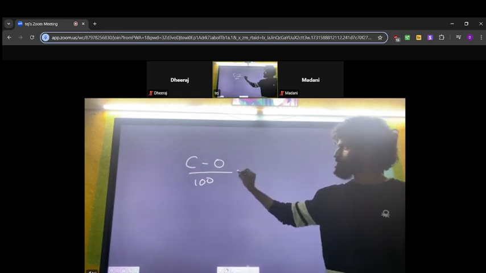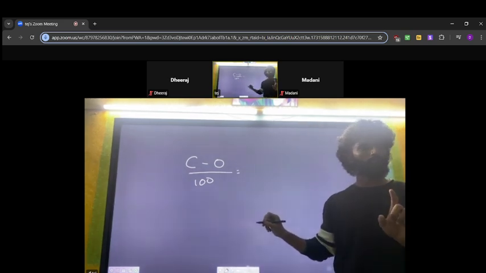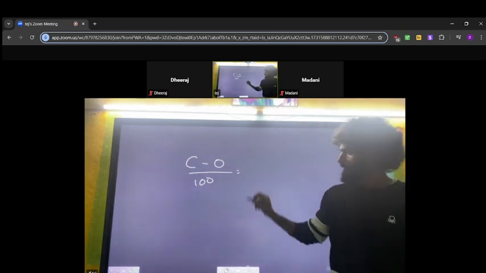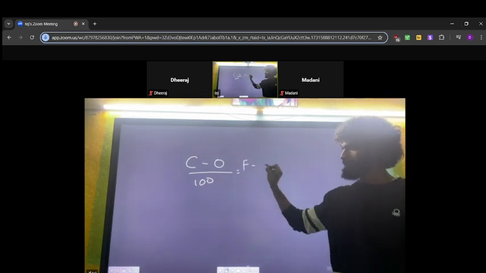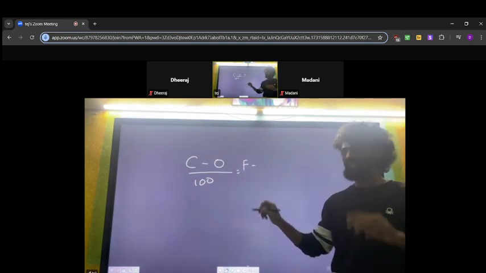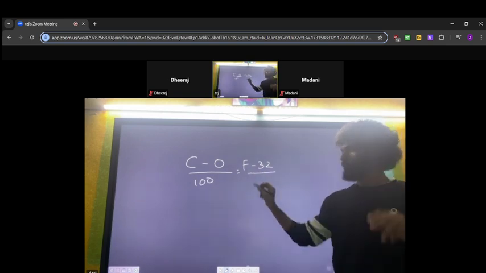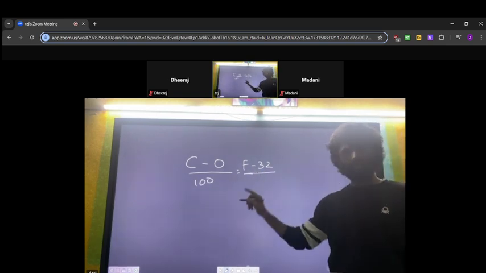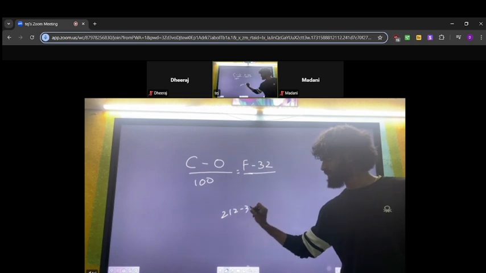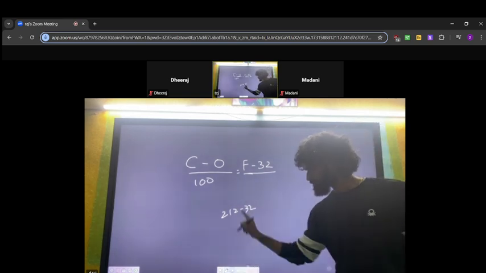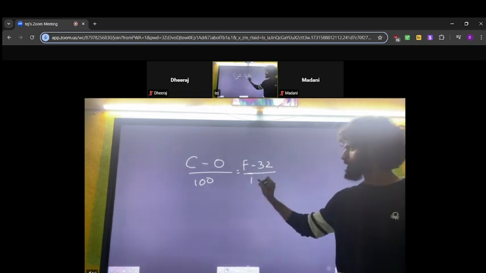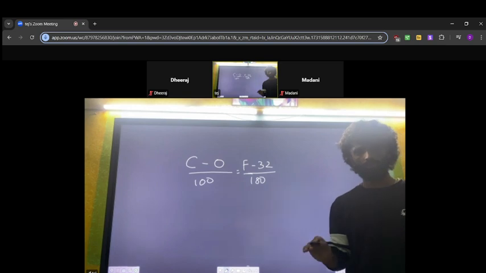Similarly, you write Fahrenheit. What's the letter? F. You write F. You put a minus. The lowest temperature on a Fahrenheit scale is 32. The highest temperature is 212. So, in the denominator, the answer will be 212 minus 32. The answer is 180. Correct? So, you will write only 180 in the denominator. That's how it works.